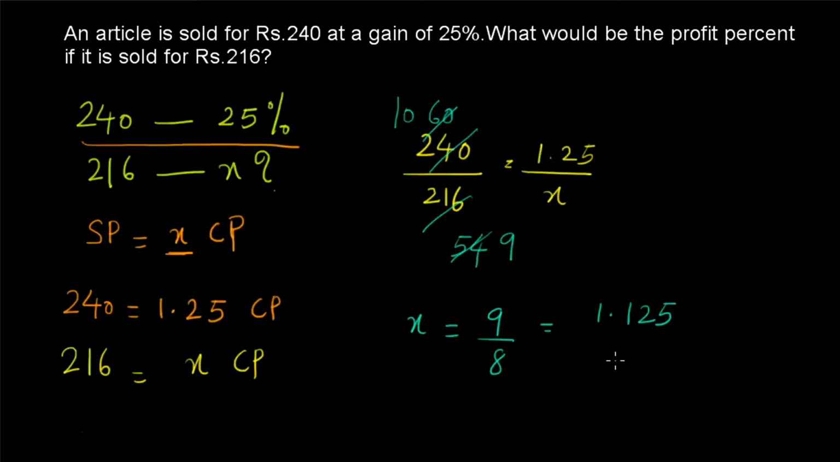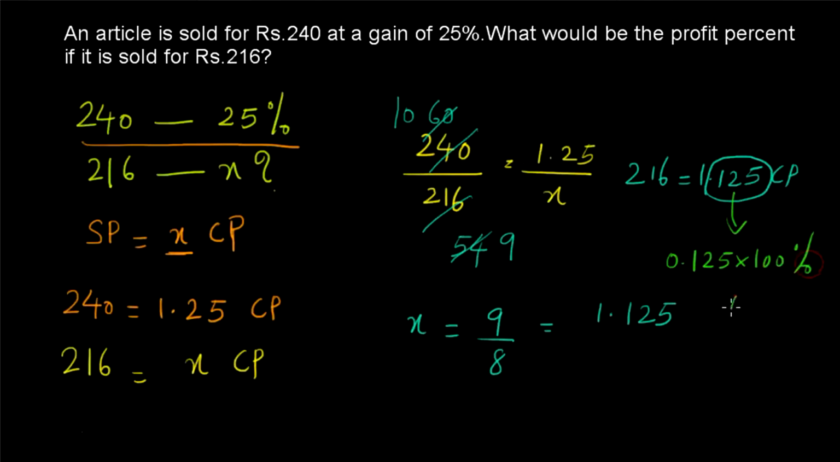From this we have to find out the gain percentage. So 216 is equal to 1.125 CP. How to find out the gain? Just discard the 1 and take this number, then multiply it by 100. So 0.125 into 100%, and our final answer will be 12.5% gain. As we do more problems, you will become thorough with this method.